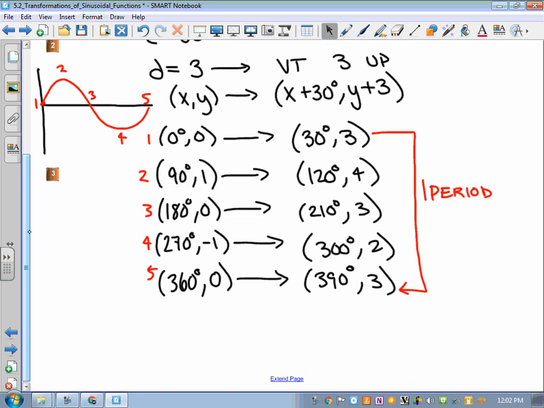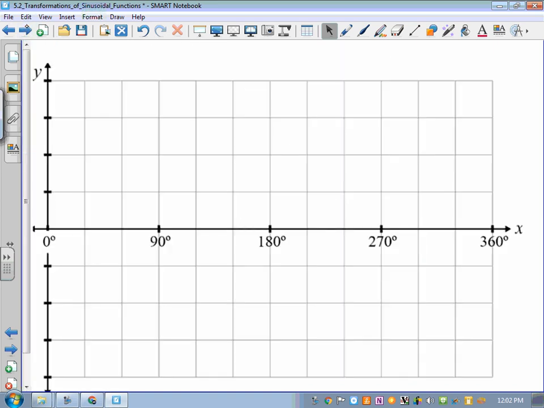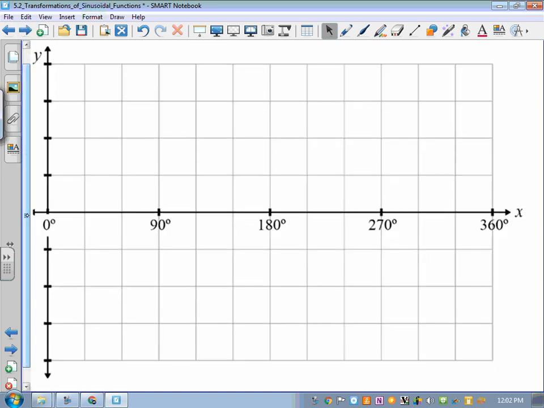Now, what we can do with that information is take those 5 points and graph them. Our graphing space is a little bit limited. I have the same thing that you do, so it only goes up to 360 over here. We're going to cheat a little bit. 390 would be right there. So I'm going to plot those 5 points that we identified. So 30 degrees, comma 3. Let me just label this. This is 1, 2, 3, and 4. That's actually all we'll need because this graph is never negative.